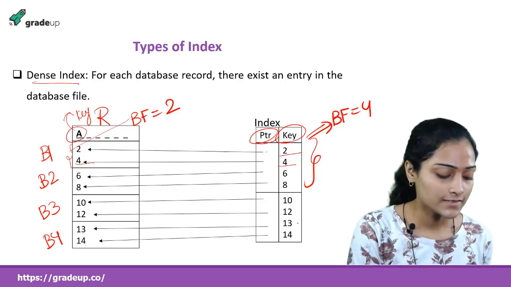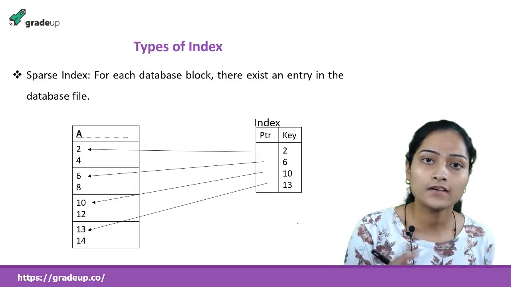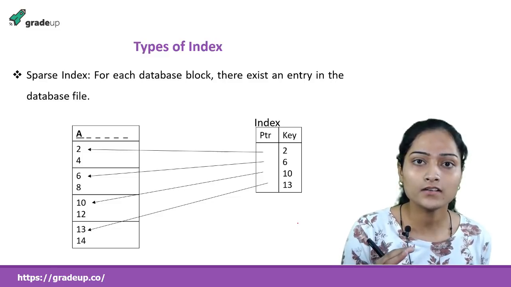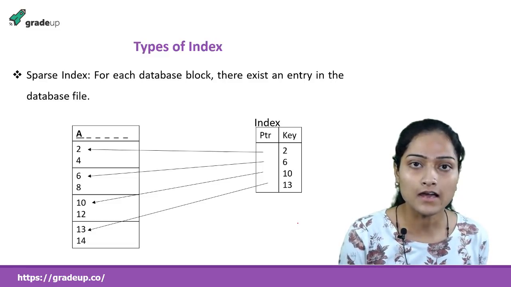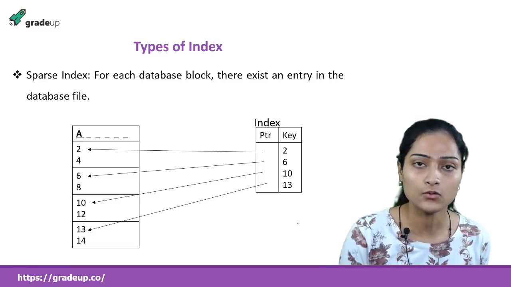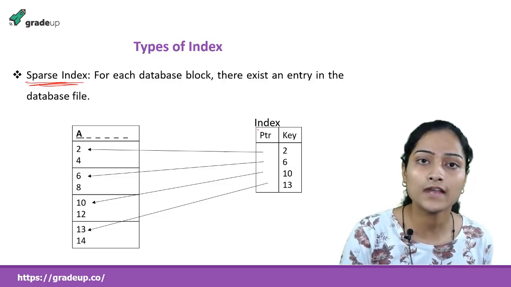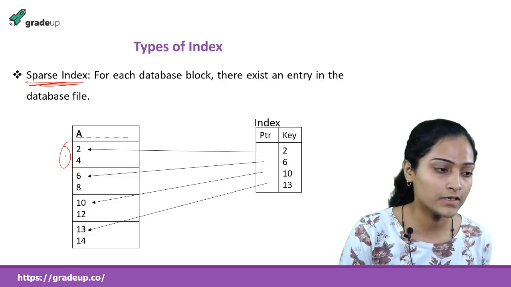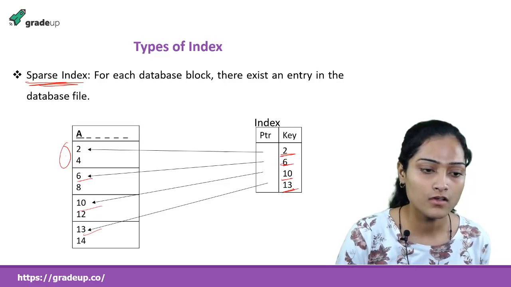Let us move towards sparse index. The basic idea with dense index was that you store an entry in your index file for each and every database record. But the index you get using dense index will be quite large because you are storing each and every key value. With the sparse index, the basic idea is that you are going to store an entry for each and every memory block. Now you give 1 entry for this block, and 1 entry for this block.